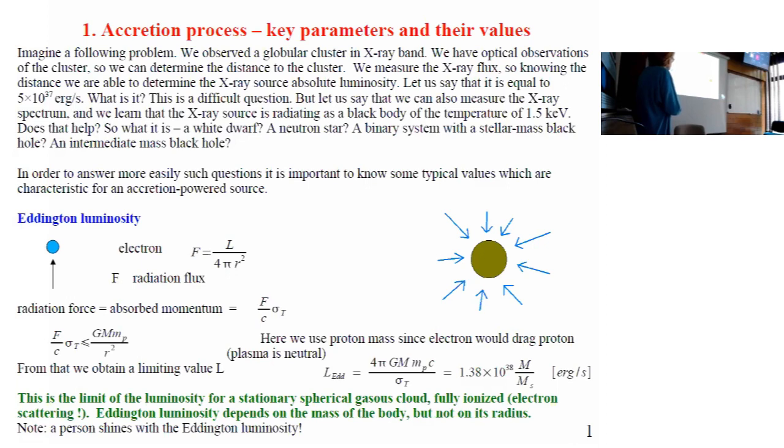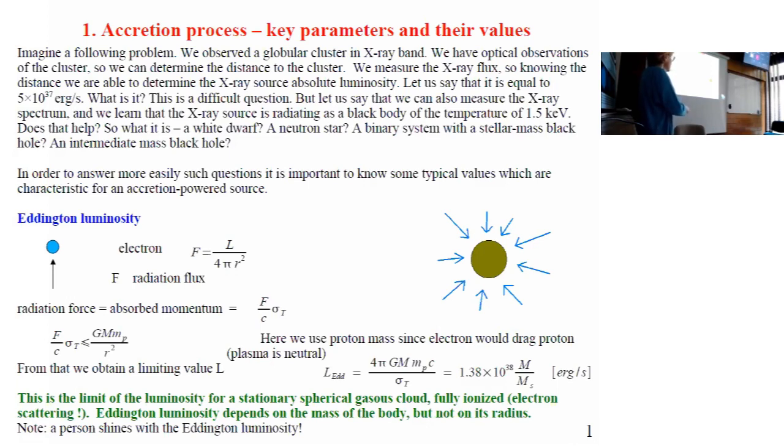So assuming the limiting value and then putting here the luminosity, you see that the radius will cancel and you will get the limiting value for the luminosity, which is equal to 4 pi G M, where M is the mass of the central body, times proton mass, times light speed, divided by the Thomson cross-section. And in numbers, this is something like that, where this is the mass and this is the solar mass. So here we express the mass in solar mass units.